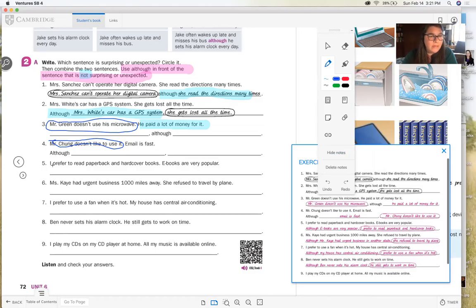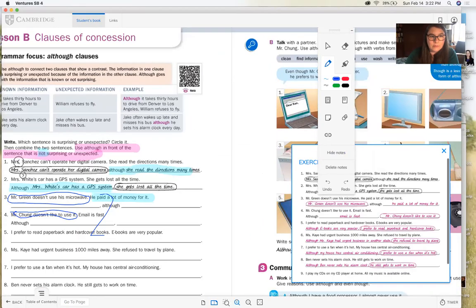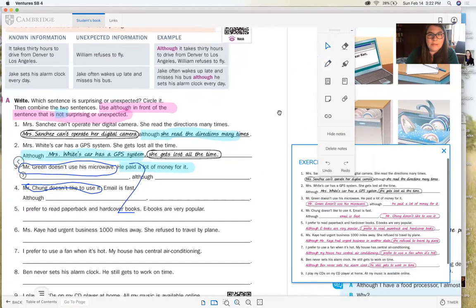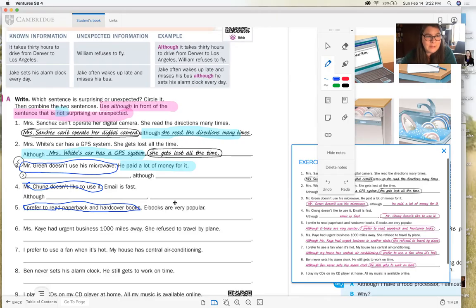Okay, number 5, I prefer to read paperback and hardcover books. Ebooks are very popular. This is surprising. Oh, goodness. What happened? I'm having technical difficulties. Although this is a wonderful program, I do have trouble with it sometimes. Okay, I was trying to circle this part. I can't circle very well. This is terrible. Okay, this is surprising. So let's try number 5. Although ebooks are very popular, I prefer to read paperback. Okay, it's surprising. Most people like ebooks.